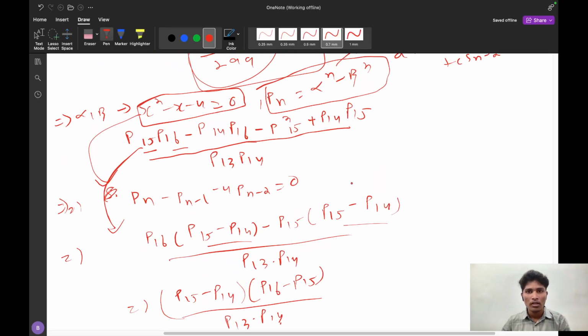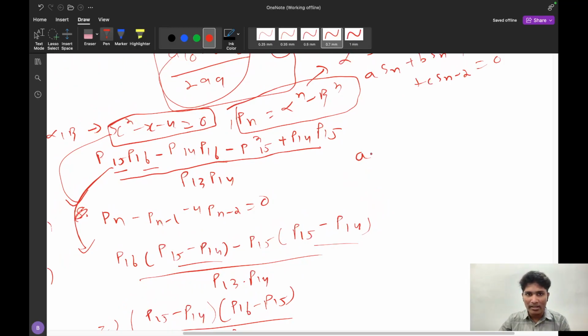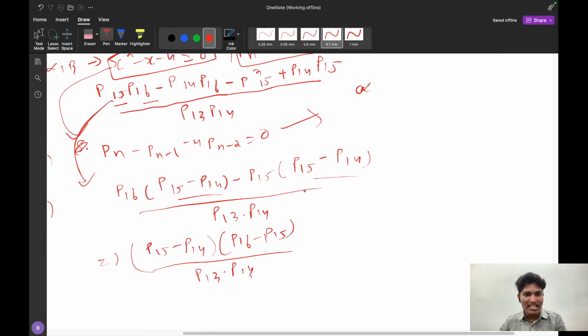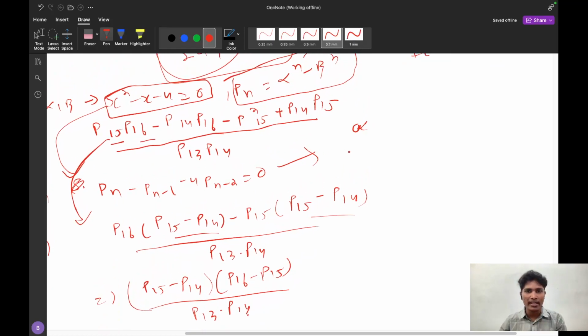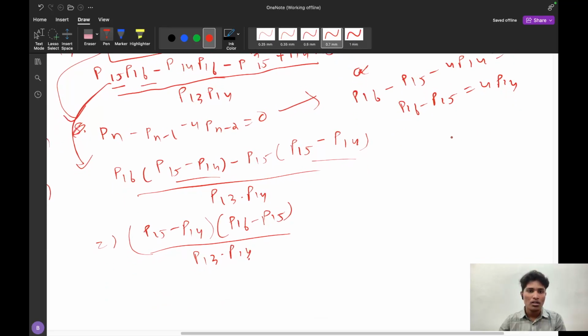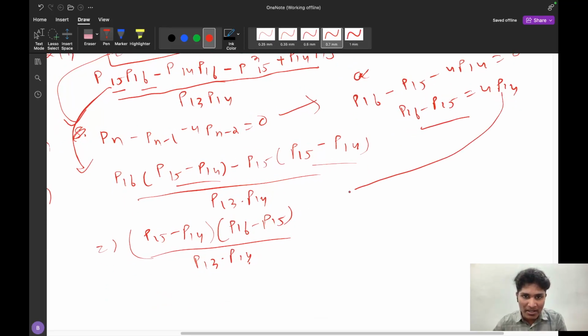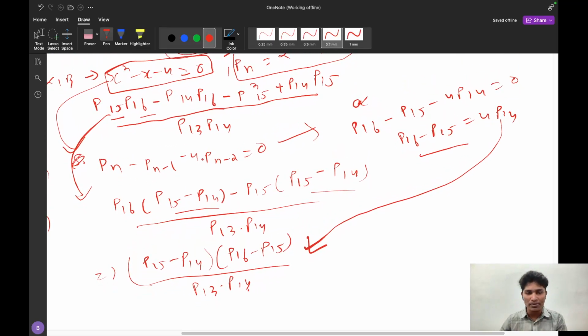Now if I substitute 16 in the expression I already wrote, P16 minus P15 minus 4 P14 is equal to 0. P16 minus P15 is equal to 4P14. So P16 minus P15 can be replaced with 4P14. And what is the value of P15 minus P14? In order to get it, I substitute 15: P15 minus P14 minus 4 P13 is equal to 0. So P15 minus P14 is equal to 4P13.